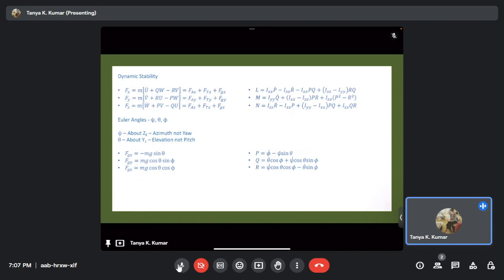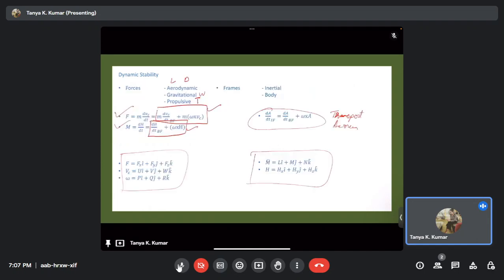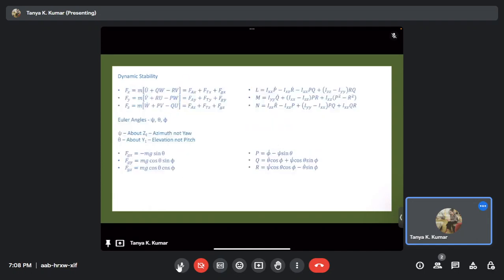Okay. Then we had seen where these Euler angles come into play. They come into play in 2 places. One is the gravitational forces Fg, and the other is P, Q, R. What are P, Q, R? The angular velocities, omega, right? So these are the 2 places where the Euler angles come into play.